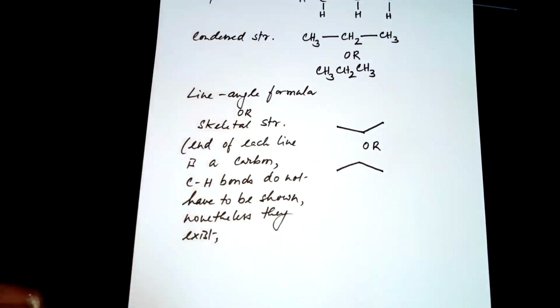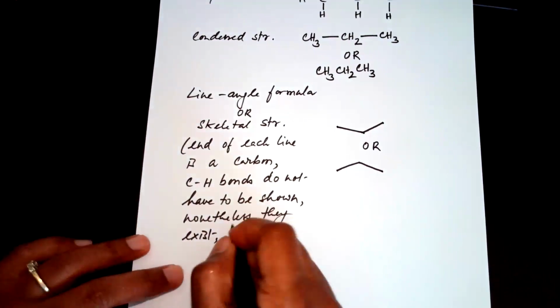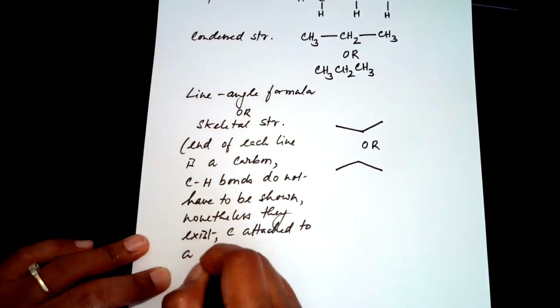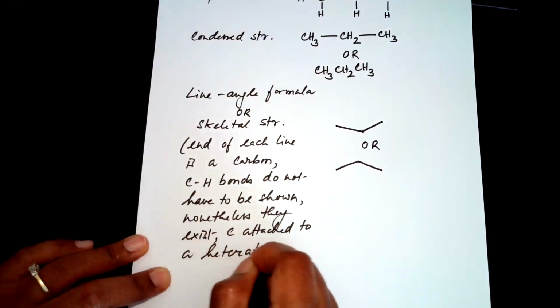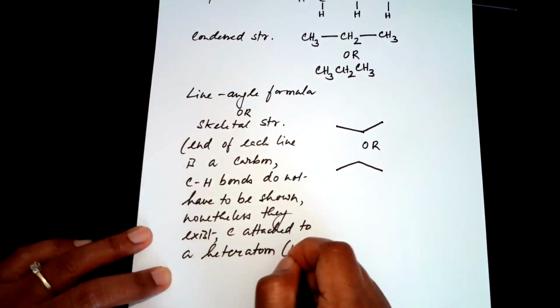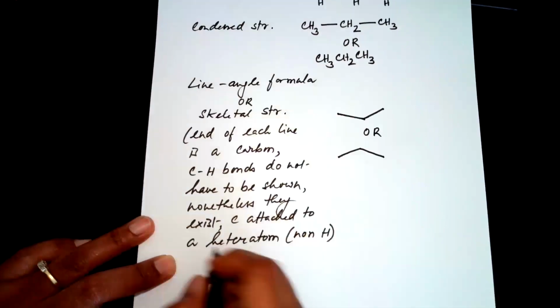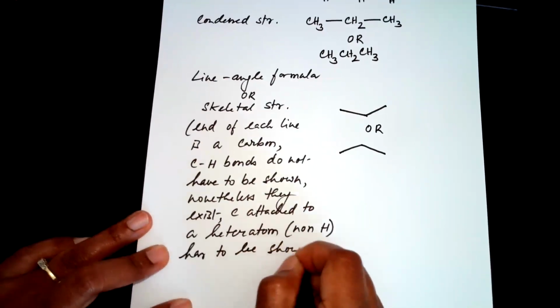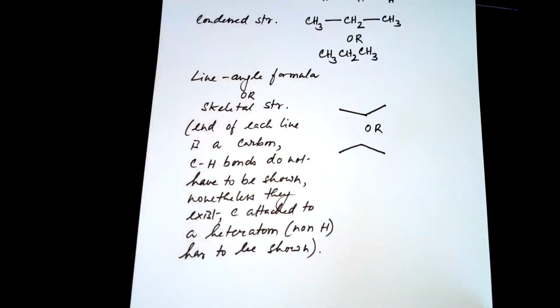You should also know that a carbon attached to a heteroatom, which is an atom that is not hydrogen, like if there was an oxygen or there was a nitrogen or there was a sulfur, you do need to show those. So a carbon attached to a heteroatom, so something non-hydrogen, has to be shown. So I want you to remember this.